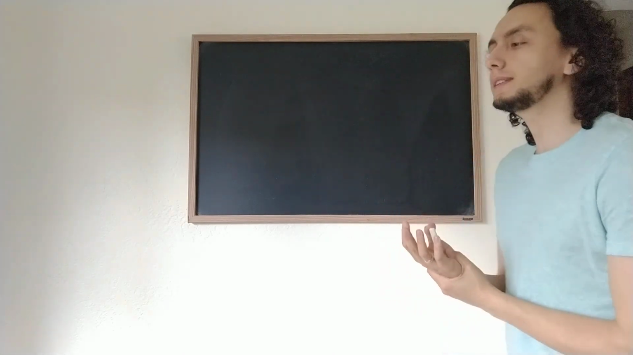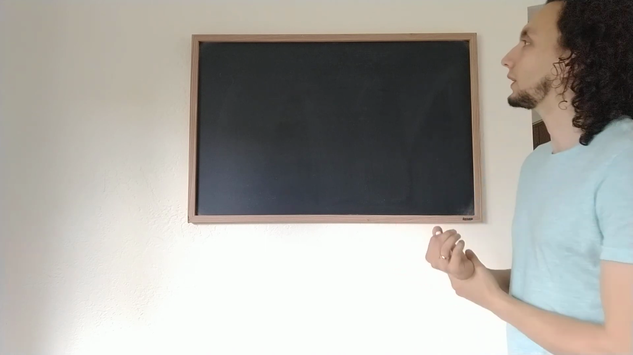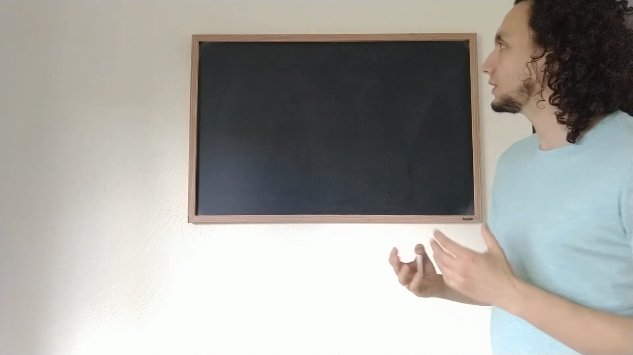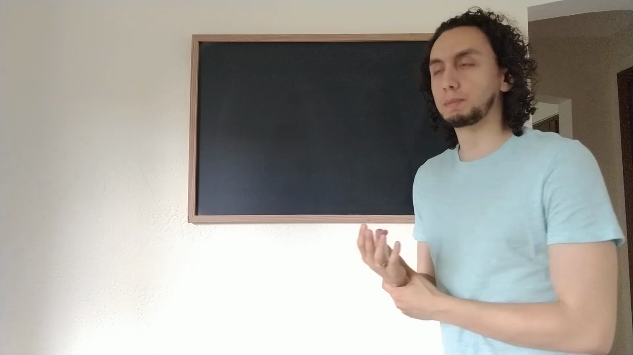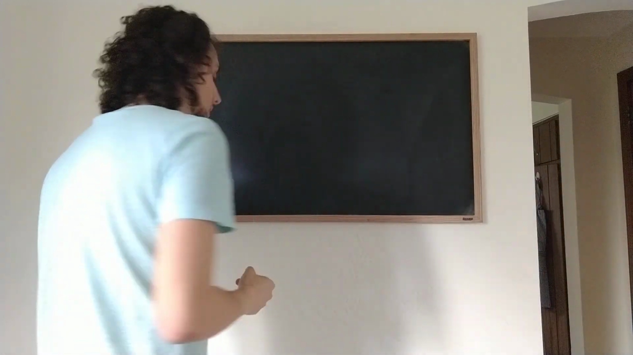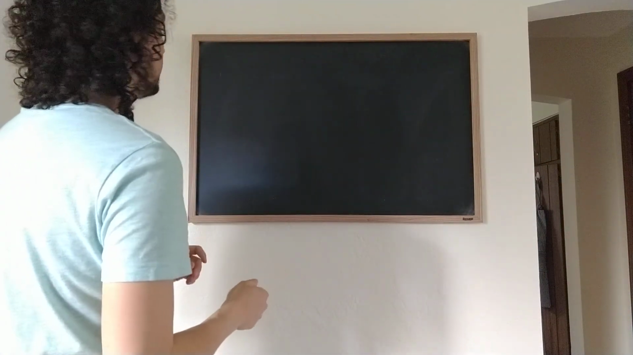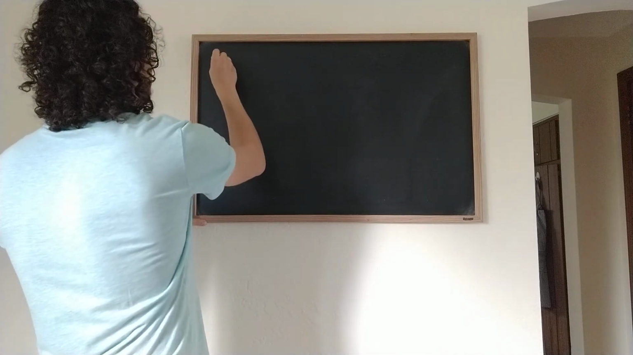So today I want to talk about the areas and perimeters of rectangles and squares. And we're going to use a little bit of geometry for this and also some of the work that we did on equations in some previous videos. So let's start with a little bit of motivation.